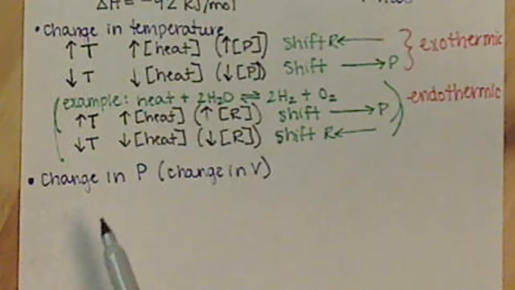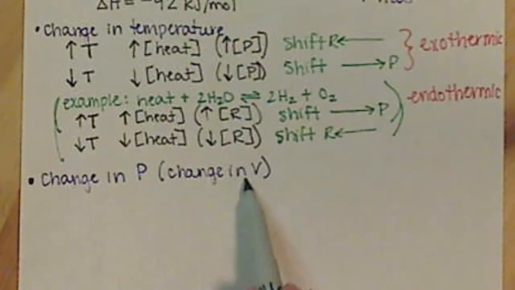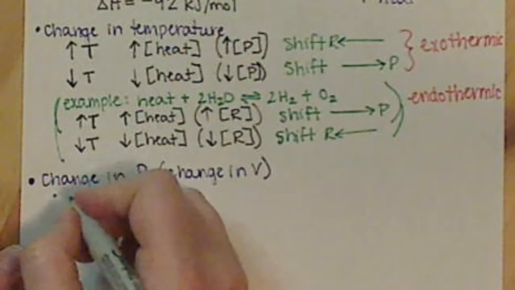Okay, so in the case of changing our pressure, changing our volume, if we decrease our volume, our equilibrium wants to go towards the fewer moles. Or let me make sure I said that right. If we decrease our volume, if we make our container smaller, we want fewer moles. So our equilibrium is going to shift to whatever side of the reaction has the fewer total moles of gas. So let's write that down.